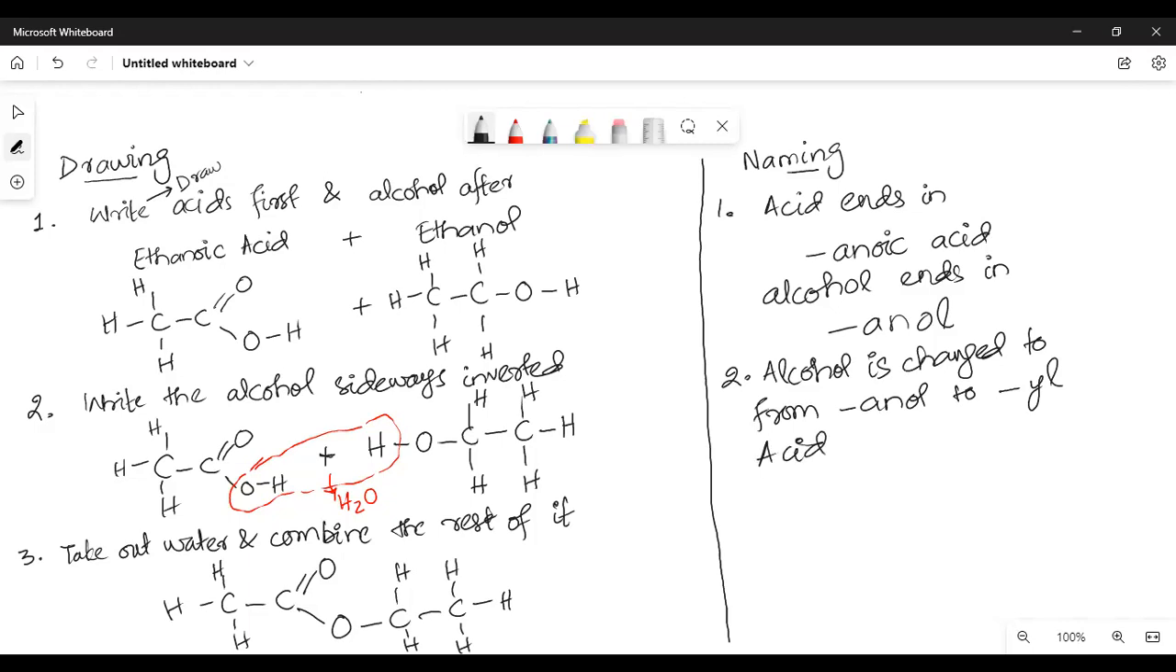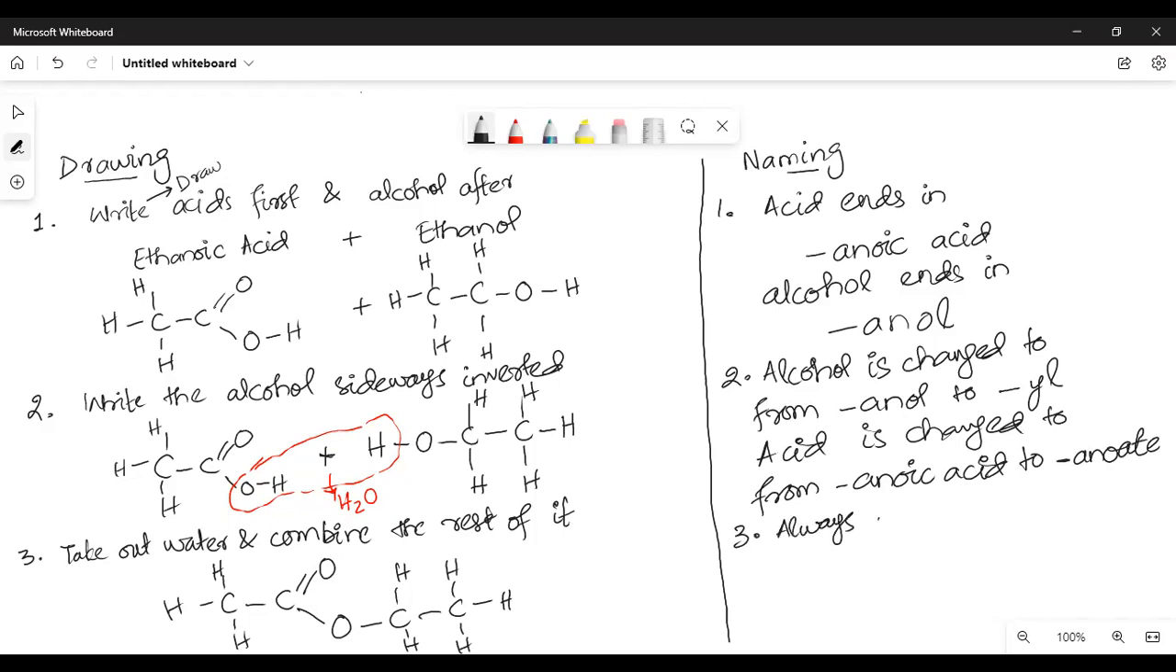Acid is changed from enoic acid to enoate. So it's pretty simple. Third and last rule, always write the alcohol part first, and the acid after.